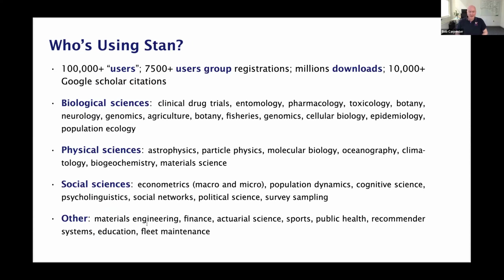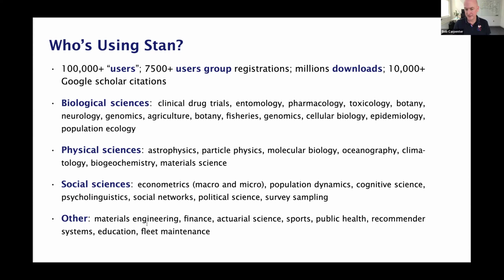Who's using Stan? Best of our estimates, 100,000 or more people have used Stan. Not really clear what a user is. Is it just somebody who uses it in class? Because there's like dozens of classes that just use Stan to teach Bayes, right? But I think the thing that's a better measure is we have about 7,500 people at this point registered for our users group. There are millions of downloads. Downloads don't mean anything, but we have over 10,000 Google Scholar citations for Stan now. So people are really using it to solve all kinds of problems.